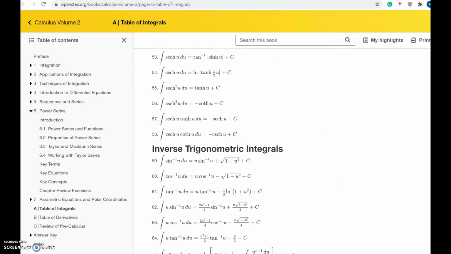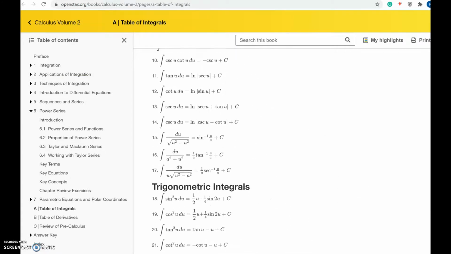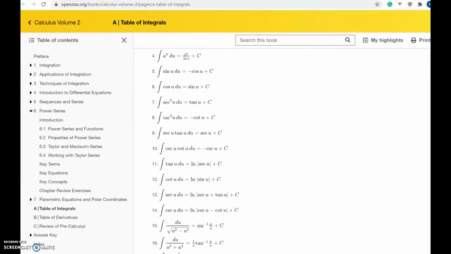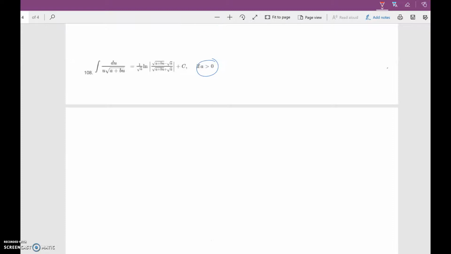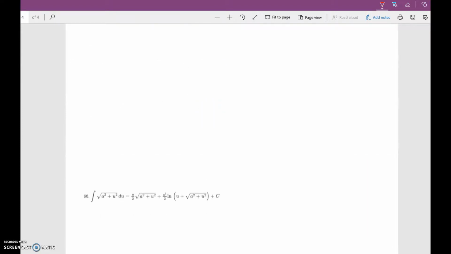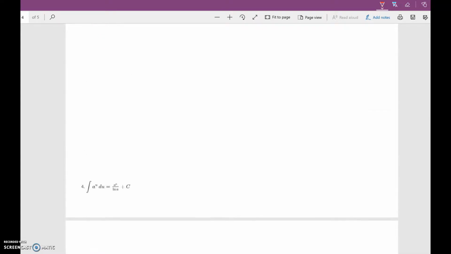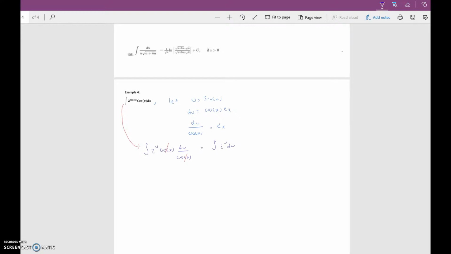We could look at the formula. We actually don't need it, but let me just point it out. It's number 4, a to the u. So for this one, we're going to use formula number 4.